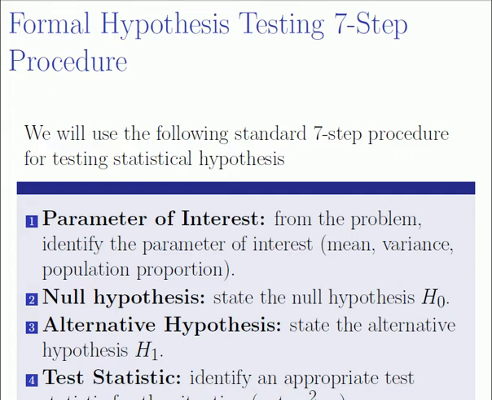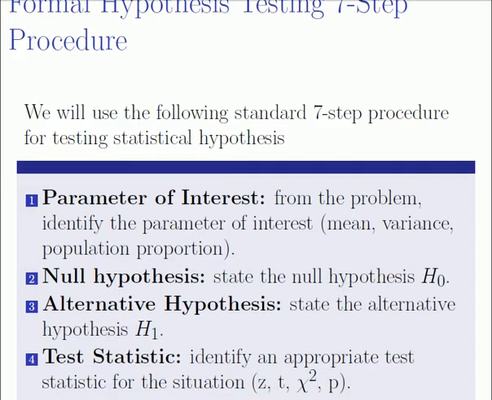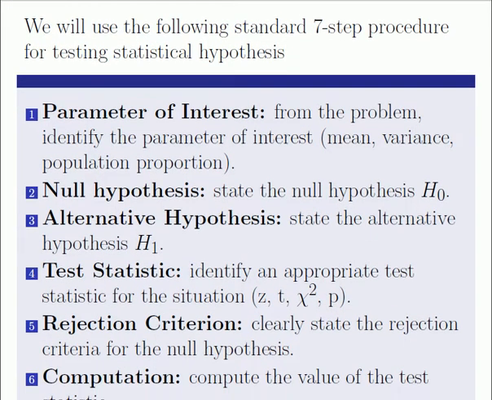Hi, let's take a look at the formal hypothesis testing 7-step procedure which we'll use throughout this chapter. The first step is to identify the parameter of interest for the test that you're conducting. For example, it may be the mean, it may be the variance, it may be the population proportion, and other parameters that you're focusing your hypothesis on. The second step is to state your null hypothesis H naught. The third step is to find or state your alternative hypothesis H1 or your research hypothesis.